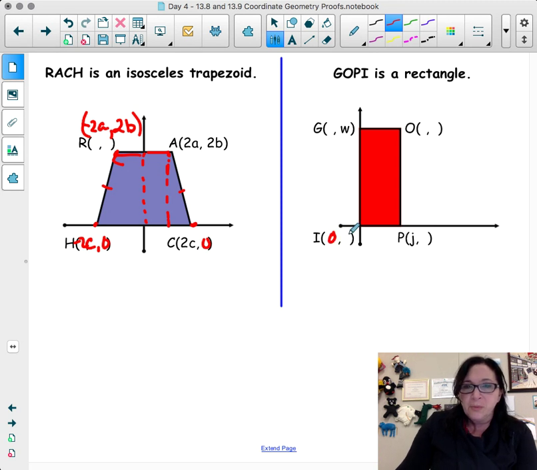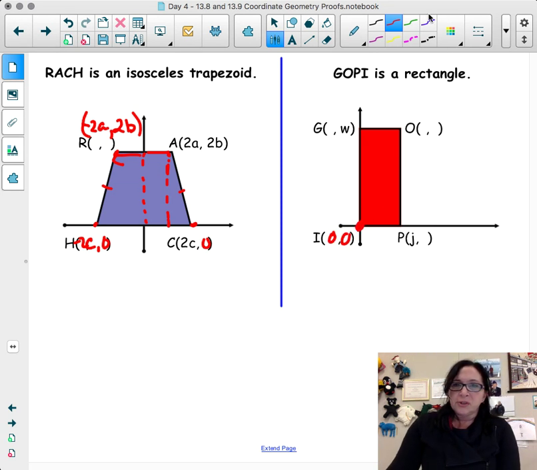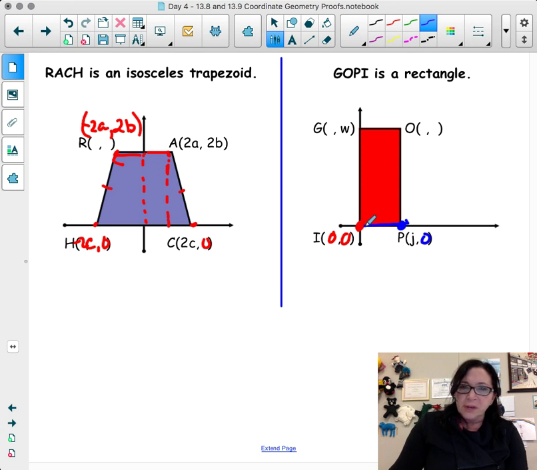This one, your point I, which is right here, is 0, 0. This point right here is over j, but up none, so j, 0. This is going to be over j and up the same value as this. So this would be over j and up w. This would be over 0 and up w.